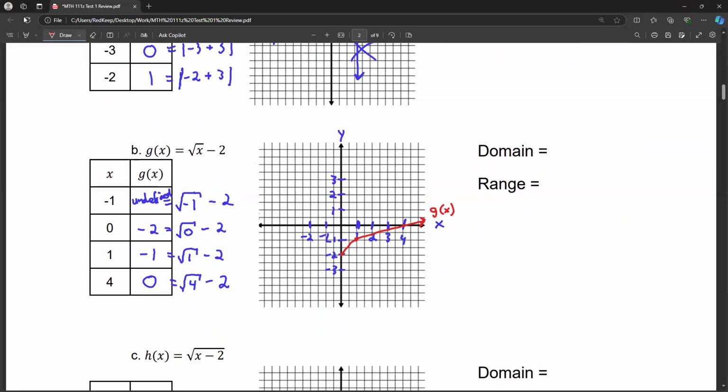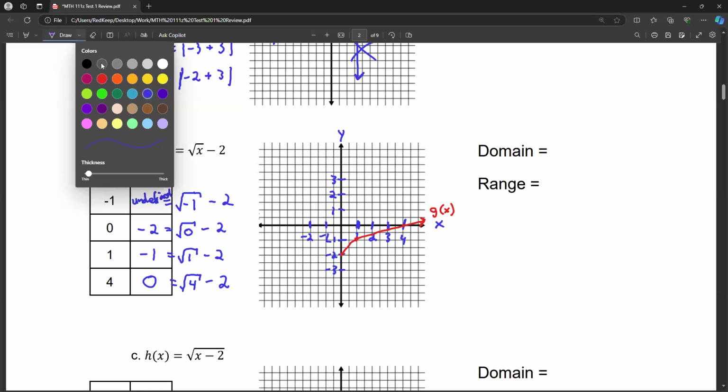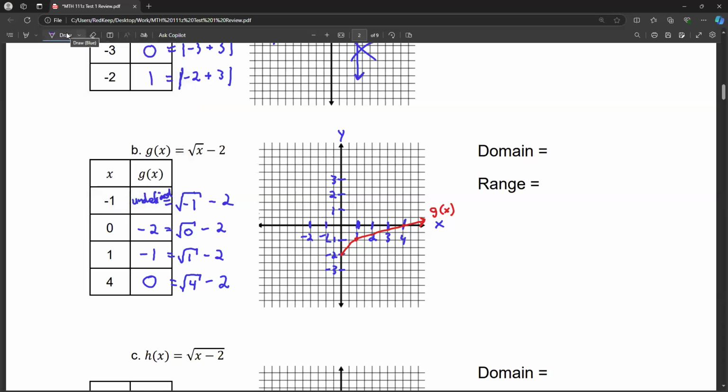Okay, so moving back to part B, let's consider what the domain is. The domain here, we're thinking about all of the x values possible to plug into this. From our work in plotting this, we noted that x values can't go beyond 0 as the lowest value of x. So the left endpoint of our domain is going to be 0, and we can plug that into our function. We noticed that on our table. We plug that in, and so we can use the square bracket on the left-hand side.